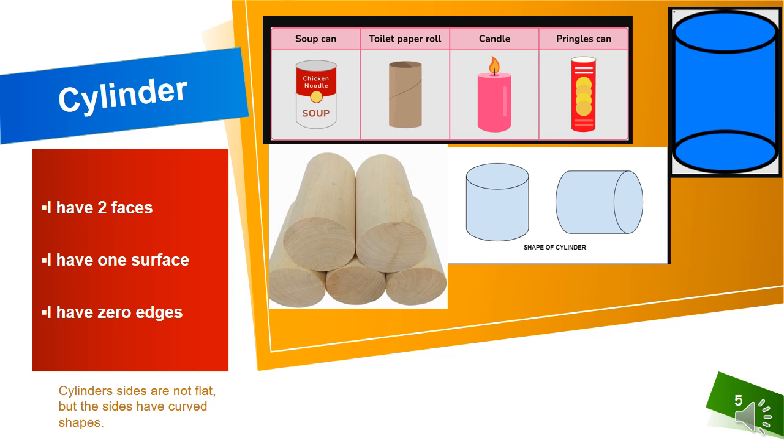shapes. And I will have a picture inserted with different objects you find around the household, like a soup can, a toilet paper roll, that's also a cylinder, a candle, and a Pringles can.